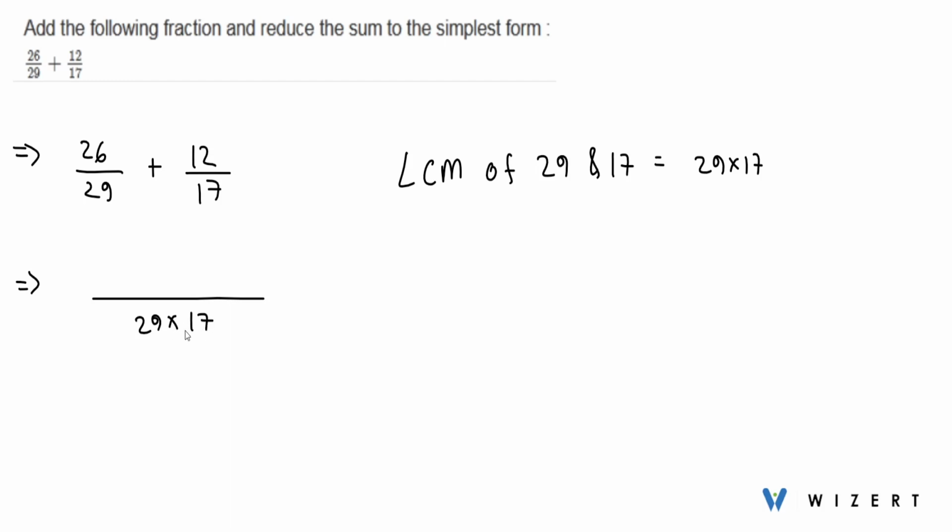Now 29 multiplied by 17 when divided by 29 will produce 17. So 17 multiplied by 26, and the next one will be 29 multiplied by 12, because 29 multiplied by 17 when divided by 17 will produce 29. So 29 multiplied by 12 will be the next term.